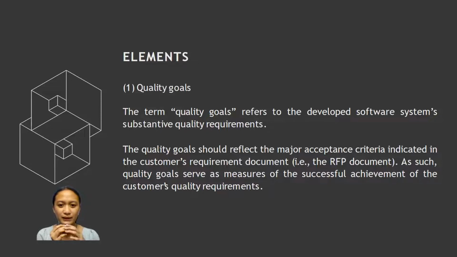The term quality goals refers to the developed software system's substantive quality requirements. So the quality goal should reflect the major acceptance criteria indicated in the customer's requirement document. Examples are the RFP document. As such, quality goals serve as a measure of the successful achievement of the customer's quality requirements.